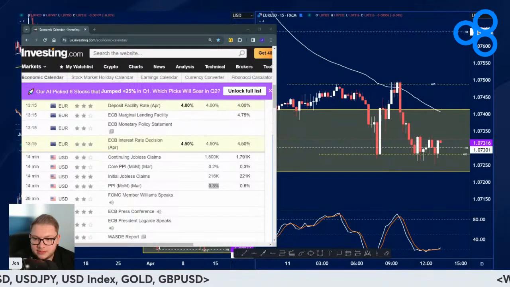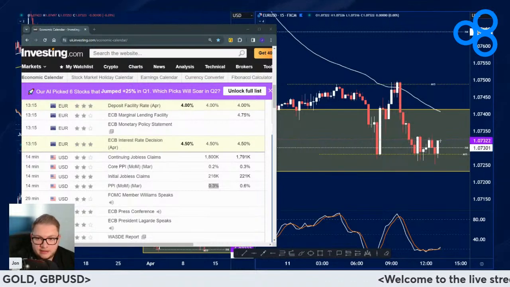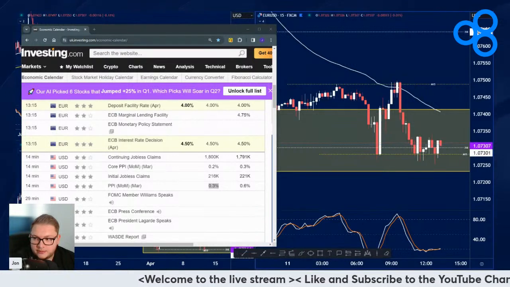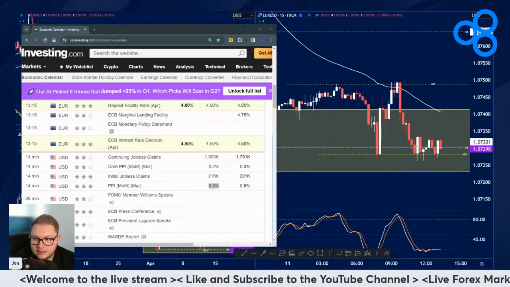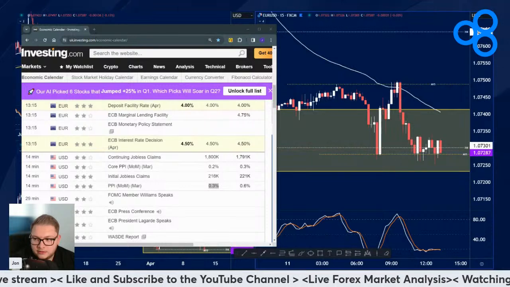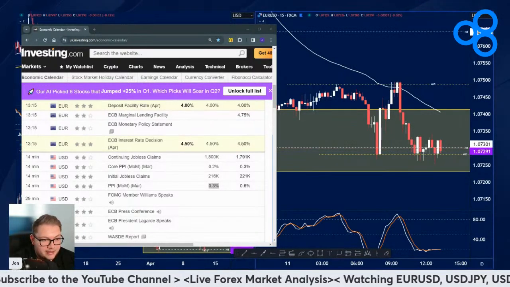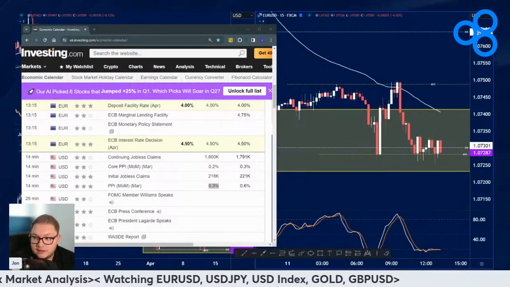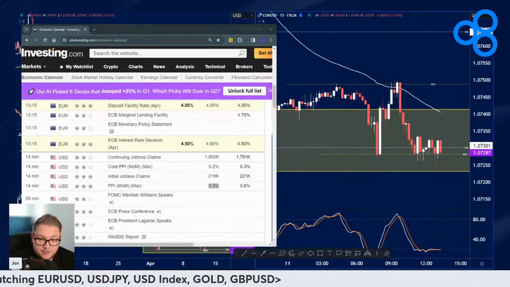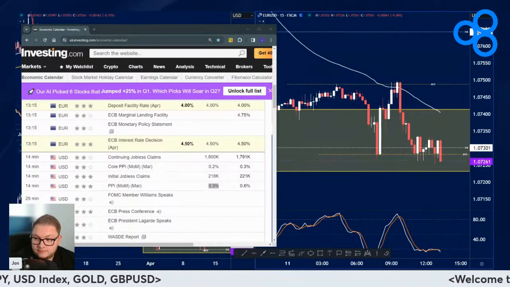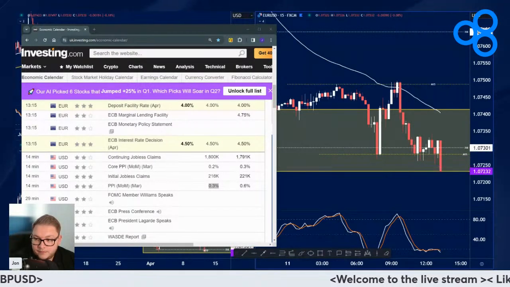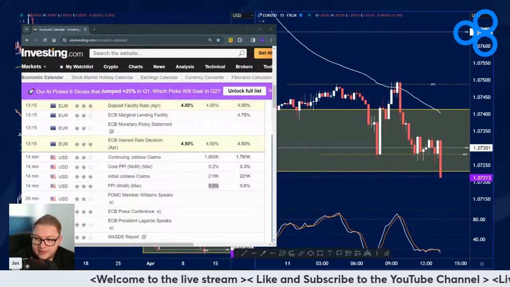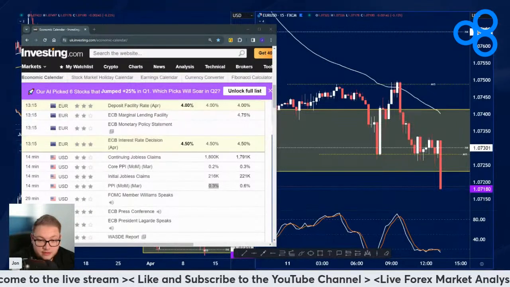Okay, so we should be seeing the event come out: 4.5%, deposit facility rate 4%. No big real shocks there right now. Let's see where price ends up moving towards. So interesting that it rallied before the data was announced. So I'll be interested to see how this affects euro dollar, because that's a very expected move. Starting to see that downside move coming in now. Whether that will be sustained will be the other question.